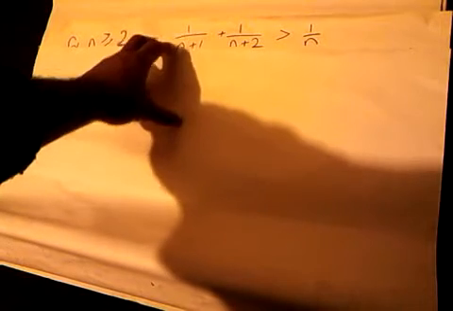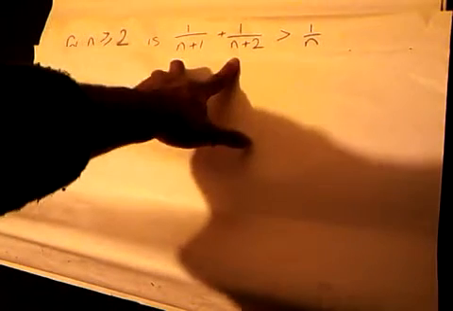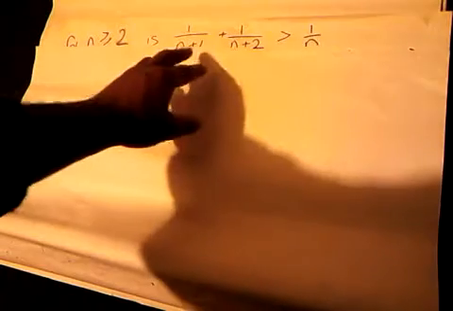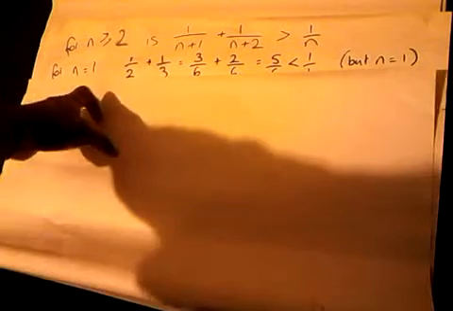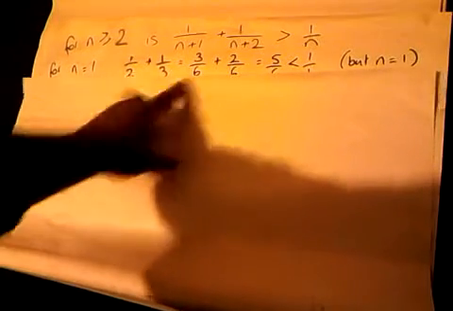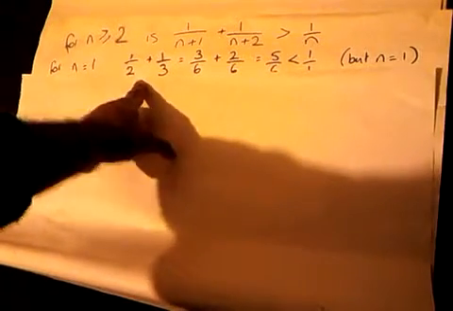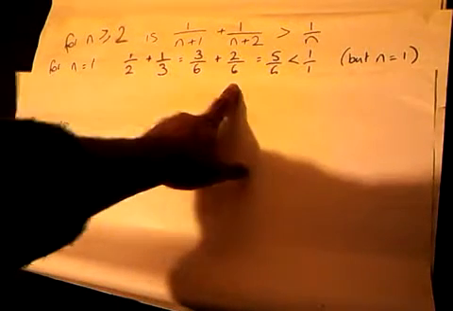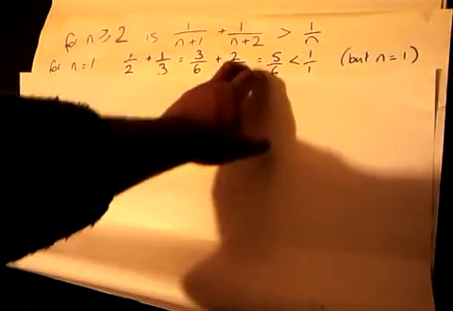For n greater than or equal to 2, is 1 over n plus 1 plus 1 over n plus 2 always greater than 1 over n? Okay, so I thought let's plug in some numbers, and I plugged in n equals 1. So for n equals 1, 1 over n plus 1 is 1 over 2, plus 1 over 3 equals 3 over 6 plus 2 over 6, which is 5 over 6, which obviously is less than 1 over 1. But that's okay, because I'm only looking at values of n greater than or equal to 2.